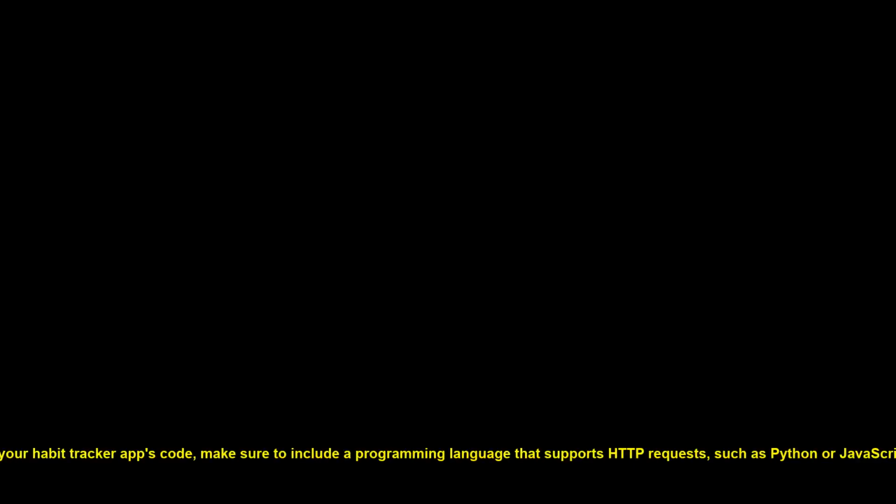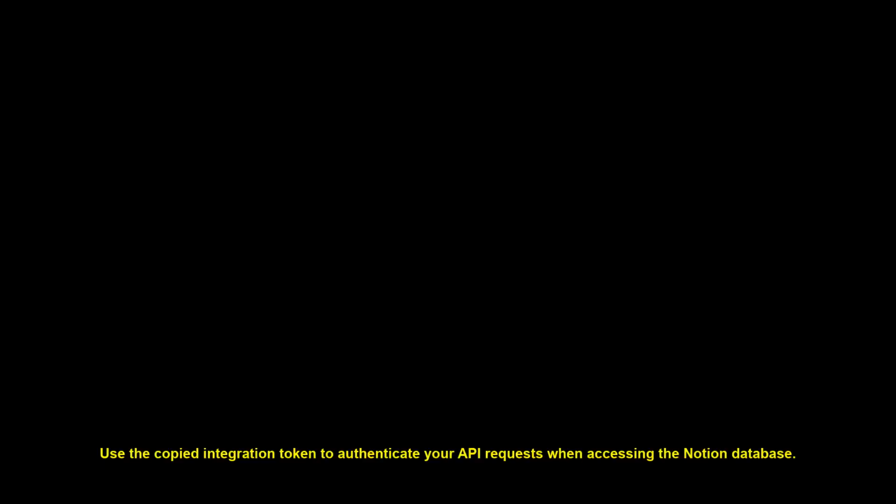In your habit tracker app's code, make sure to include a programming language that supports HTTP requests, such as Python or JavaScript. Use the copied integration token to authenticate your API requests when accessing the Notion database. To retrieve data from your database, send a GET request to the Notion API endpoint, specifying your database ID. You can find your database ID in the URL of your Notion database.